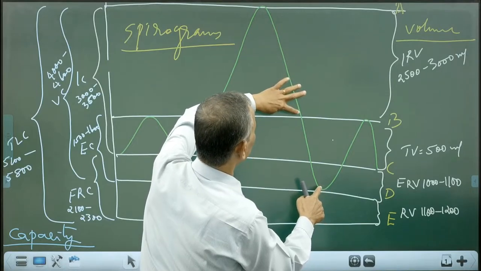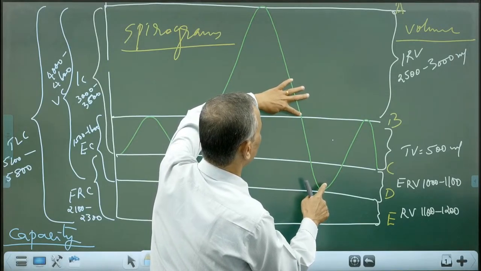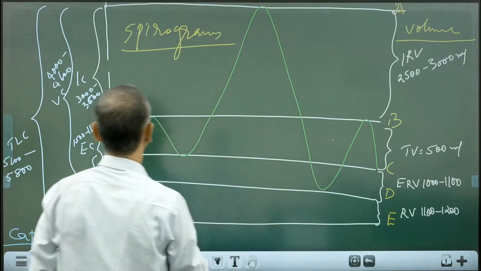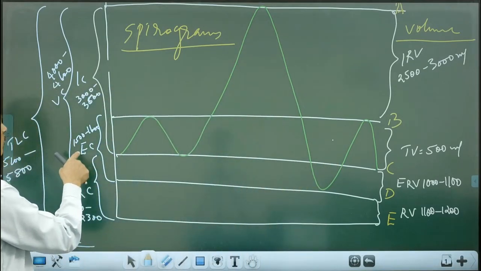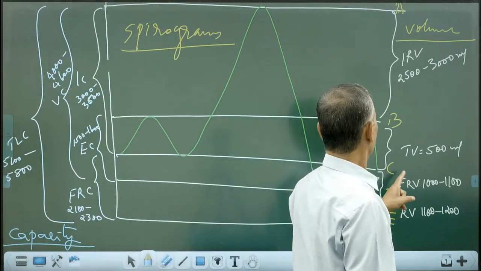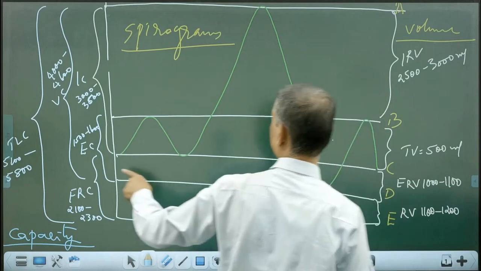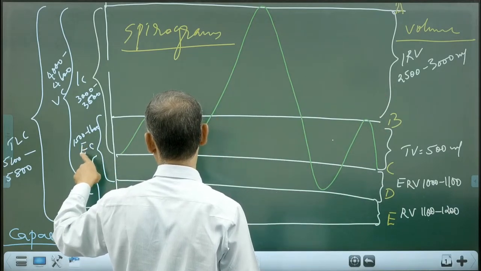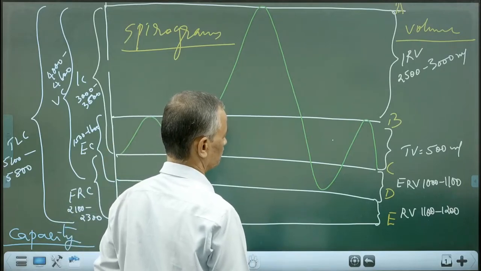Now, this is the volume you normally breathe out, but additional volume you breathe out. This is the total volume one can breathe out after a normal inspiration. This is called expiratory capacity. So, TV plus ERV is EC. This is 1500 to 1600.